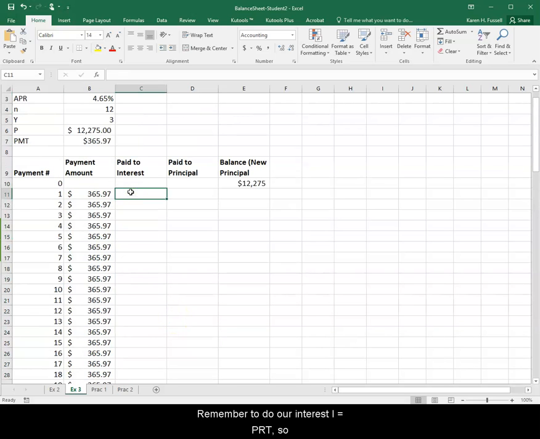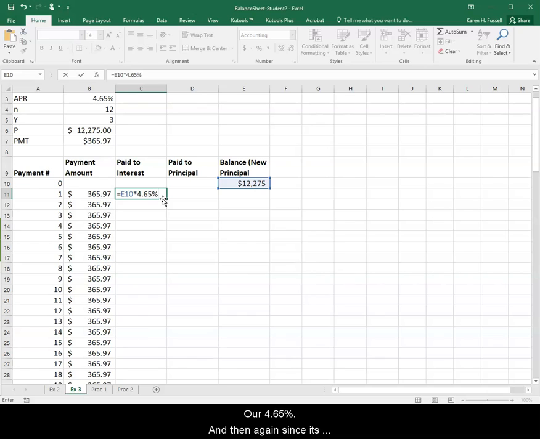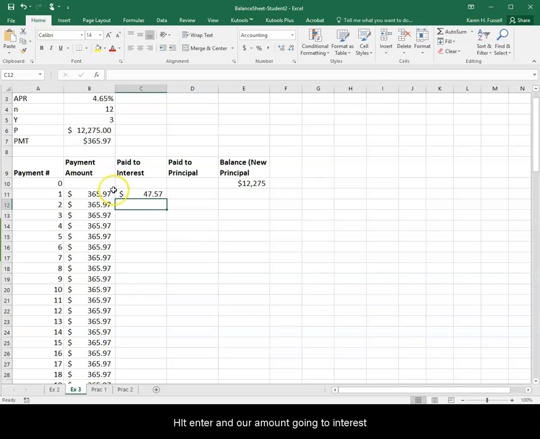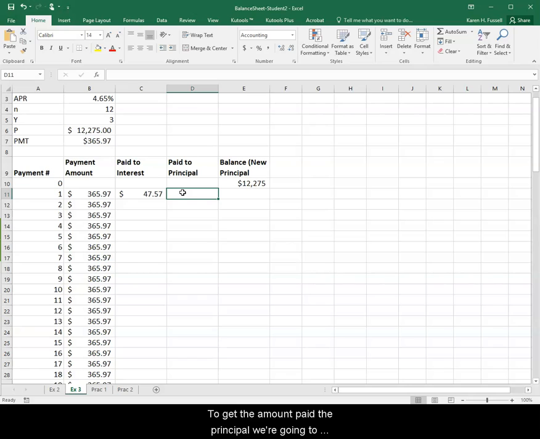Remember to do our interest, I equals PRT, so equals our principal balance from cell E10 in this case, times our rate, our 4.65%, and then again, since it's monthly, we will divide that by 12. Remember, you can put in times parentheses 1 over 12, you'll get the same answer. And hit enter. So our amount going to interest of this payment is $47.57.